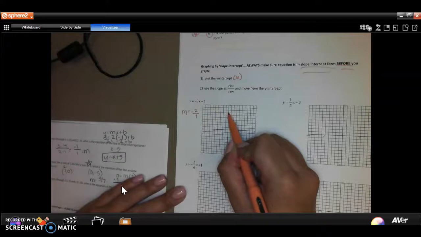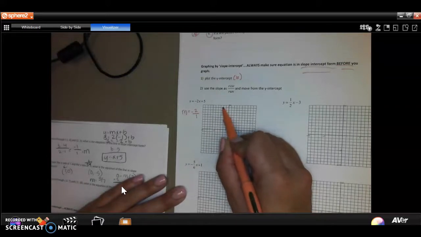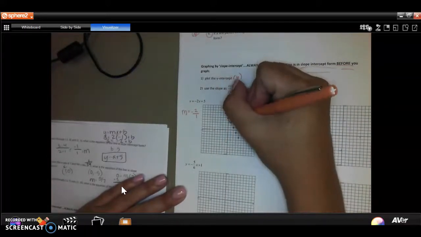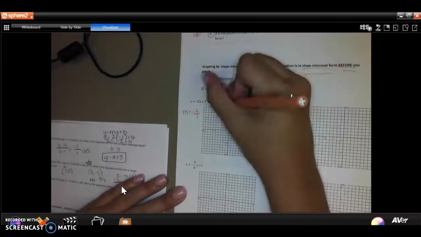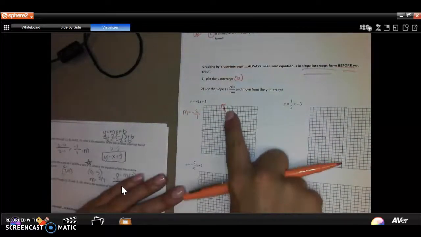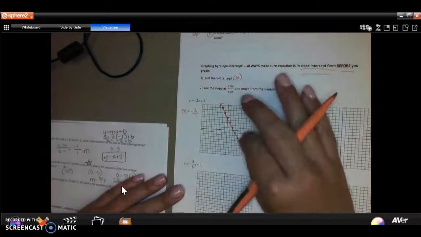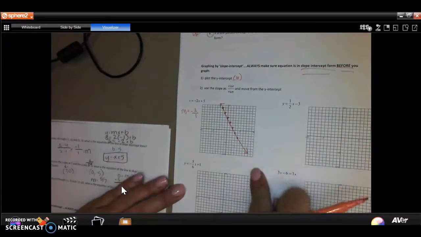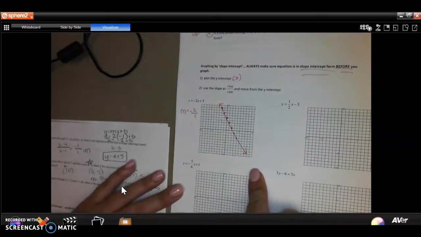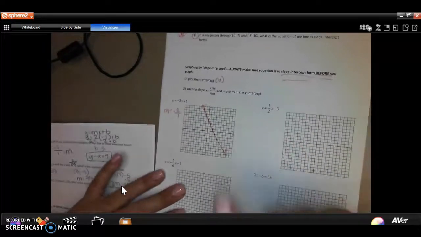Up 2 from my original to the left one, up 2 to the left one. I'm going to connect my dots and draw in these arrows. Remember, you're drawing those arrows in because you're indicating no matter how big or small my graph is, this line will go on forever. All right, let's go ahead and try this one.